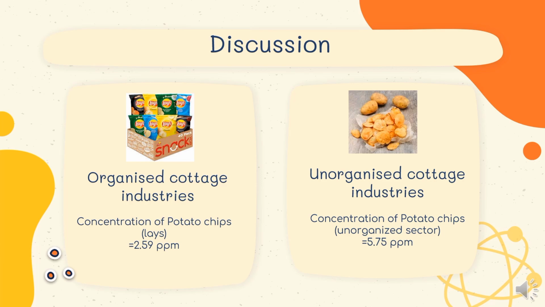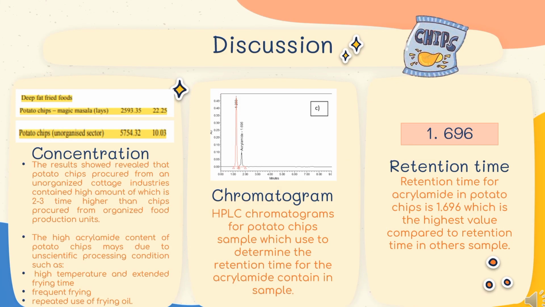Based on public health, it states that too much acrylamide concentration in the body can affect the nervous system, such as muscle weakness, numbness in hands and feet, sweating, and tendinous and clumsiness. For the concentration, the unorganized cottage industries' chips contain a high amount of acrylamide, 2 to 3 times higher than chips produced from organized industries. The high amount of acrylamide may be due to unscientific processing conditions such as temperature and extended frying time, and also repeated use of frying oil.